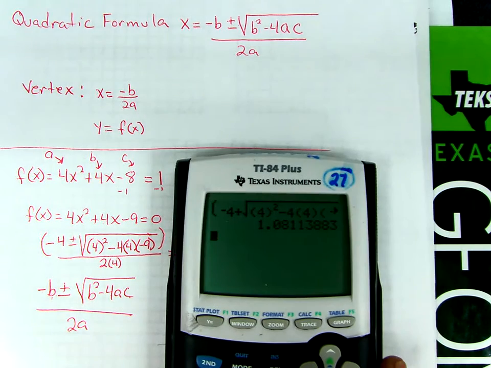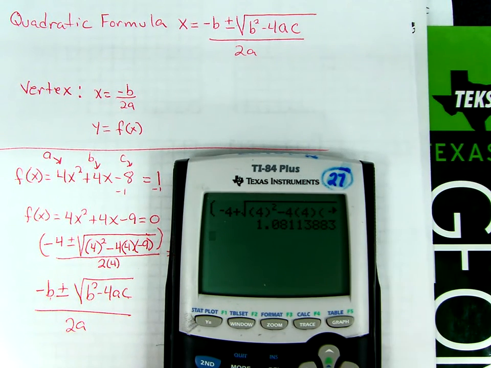Now I'm going to get the other root. To get the other root, just use the arrow in the calculator, go up and highlight everything that you typed in, push enter. It copied and pasted it. Now scroll back through or arrow back through till you get to that plus sign, change it to a minus sign, push enter.